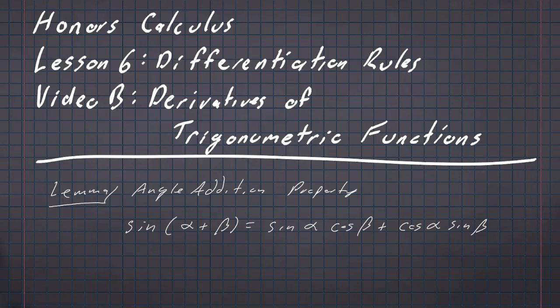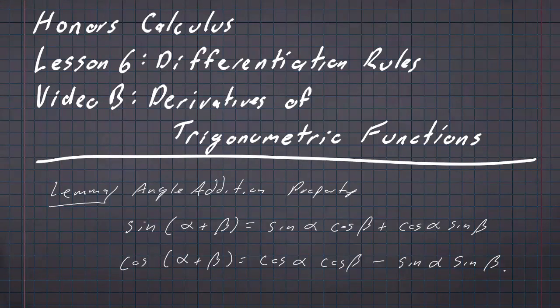And for cosine, you have a similar rule. The cosine of alpha plus beta is the cosine of alpha times the cosine of beta minus the sine of alpha times the sine of beta. That's something that you should have seen in a trigonometry or pre-calculus course previously. I'm going to accept it as something that is known and move on to use it.